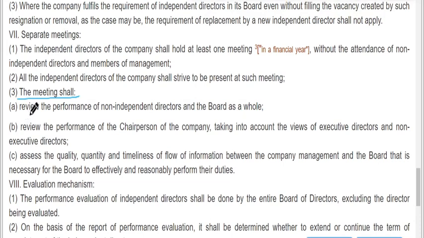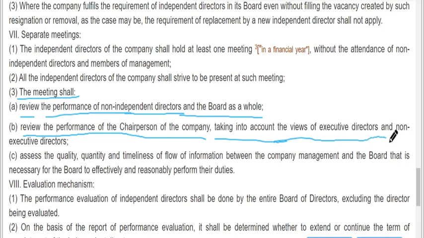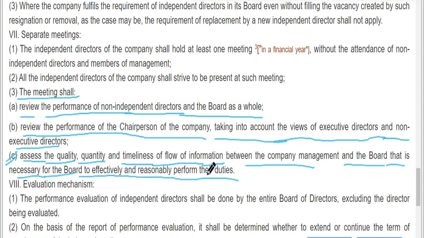The separate meeting of independent directors shall review the performance of non-independent directors and the board as a whole. It shall review the performance of the chairman of the company, taking into account the views of executive directors and non-executive directors. It shall assess the quality, quantity and timeliness of flow of information between the company management and the board that is necessary for the board to effectively and reasonably perform their duties.